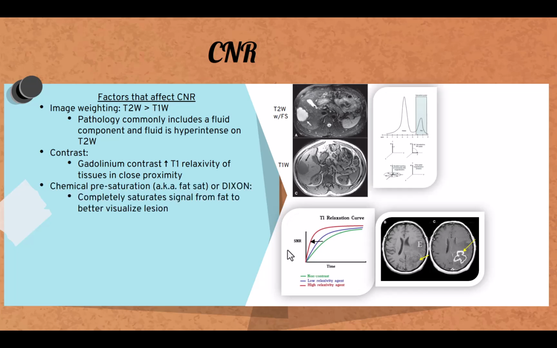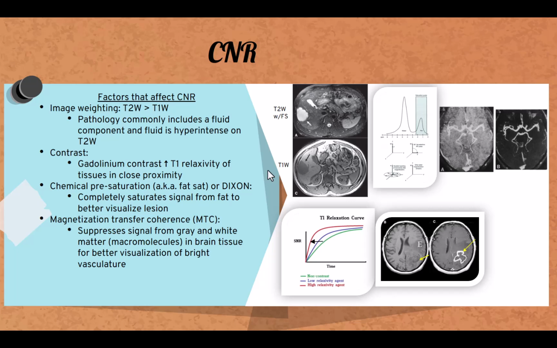Chemical pre-saturation, aka fat set or even Dixon. This completely saturates signal from fat to better visualize the lesion. Here you can see how the RF pulse is applied to the precessional frequency of fat specifically to completely saturate it. Here this T2 weighted image is also fat setted to reduce signal from fat to better visualize this lesion within the liver. So if everything is dark except for the lesion, it's easier to see that lesion.